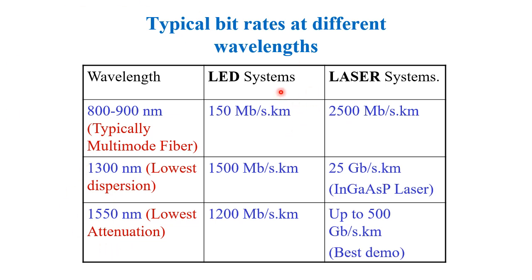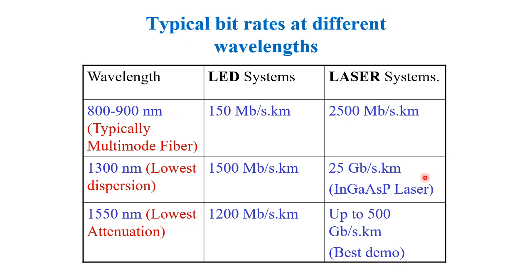If you use an LED as the optical source, it gives a bit rate of 150 megabits per second-kilometer, and a laser gives 2500 megabits per second-kilometer. Similarly, for the 1300 nanometer wavelength, we have 1500 megabits per second-kilometer for the LED, and in the case of a laser, 25 gigabits per second-kilometer.